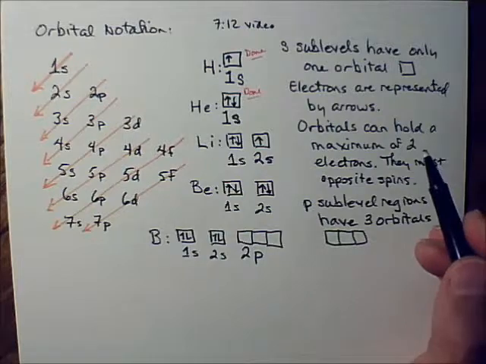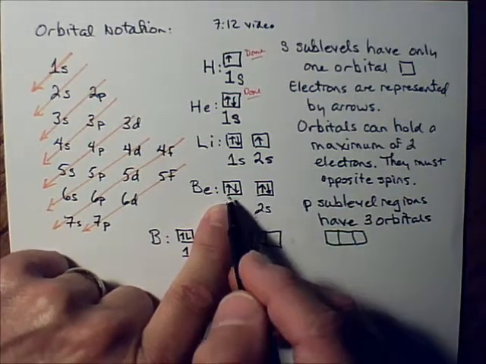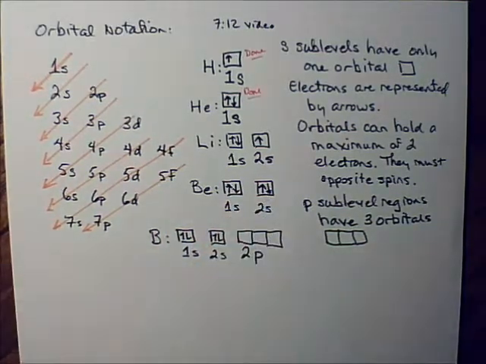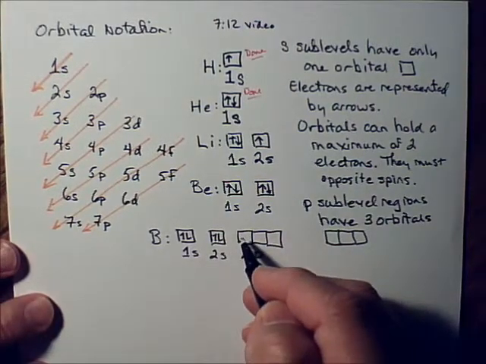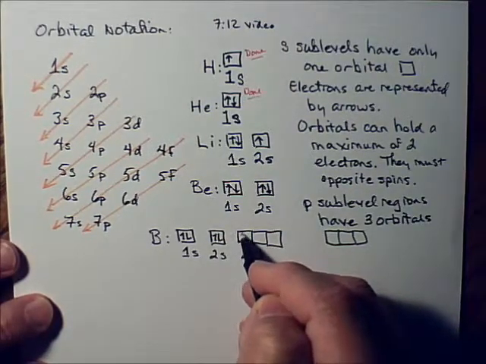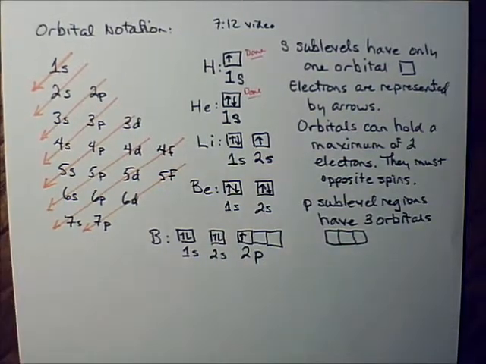Okay? Now, beryllium had 4 electrons. How many electrons do we need for boron? 5. Where am I going to put the next electron? First box. What direction? Up. Always up first. Okay? Always up first.